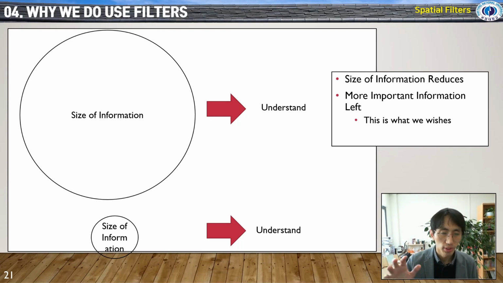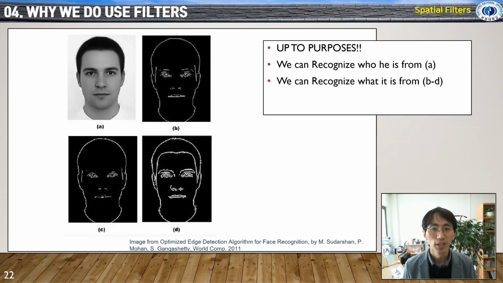So if we can remove all the unimportant data, then it is very easy to understand. So not just reducing the size of the information, but we want more and more important information left. Okay, you understand? Big data is good, right? Big data is good. But we should say that big data of important information is necessary.